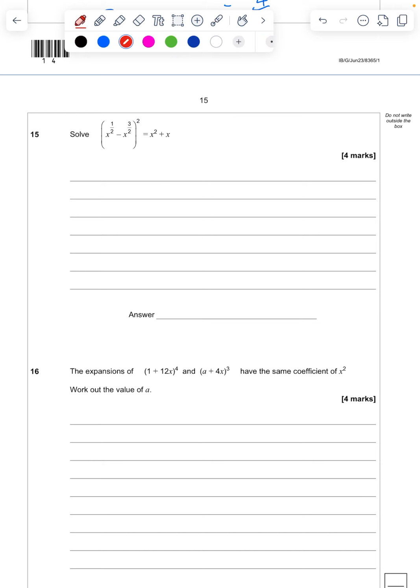So we've got x to the power of 1 over 2, take away x to the power of 3 over 2, and you're going to be timesing it by itself, so something looking a little bit like this. Okay, and you're going to be doing your FOIL. Now, if we do x to the half times by x to the half, you're timesing with the same base, you add the powers, so half and half is going to give you 1, so x to the power of 1, which is just x.